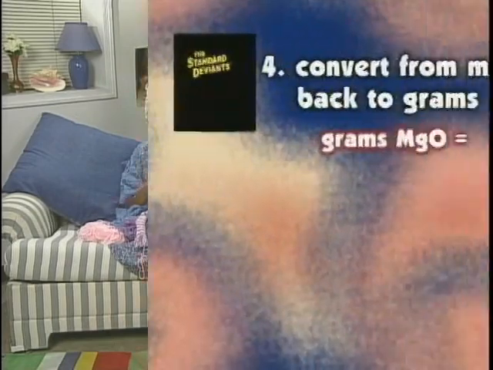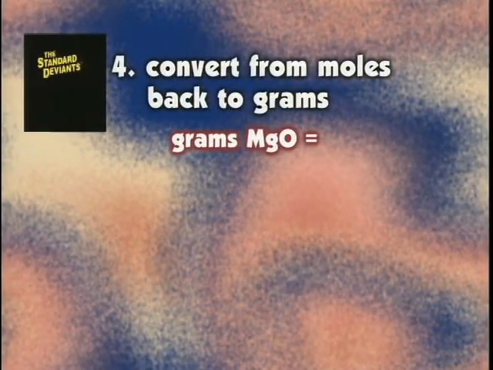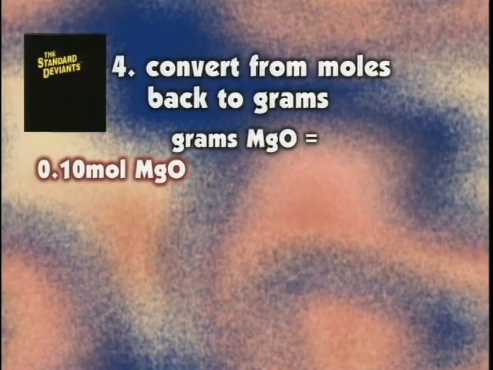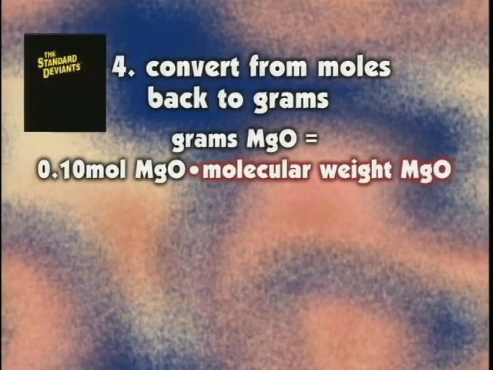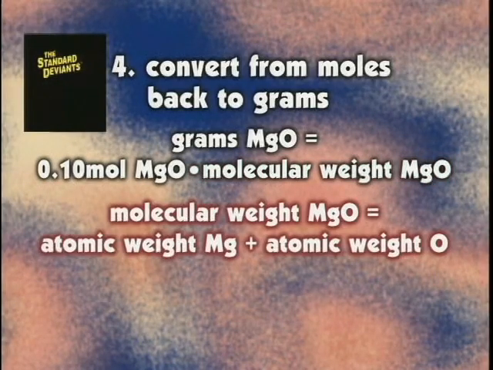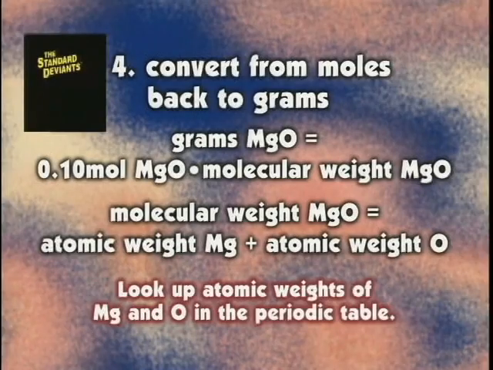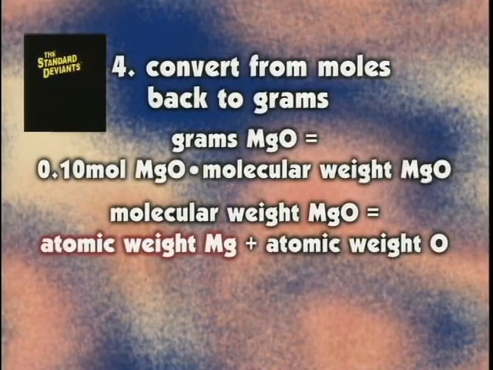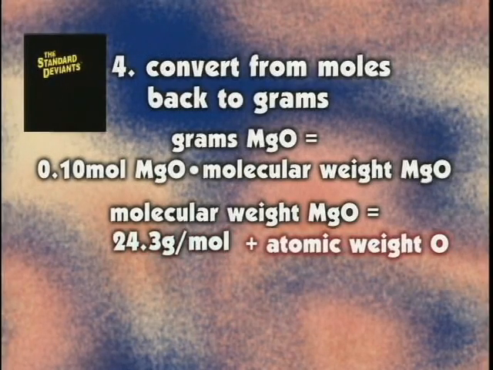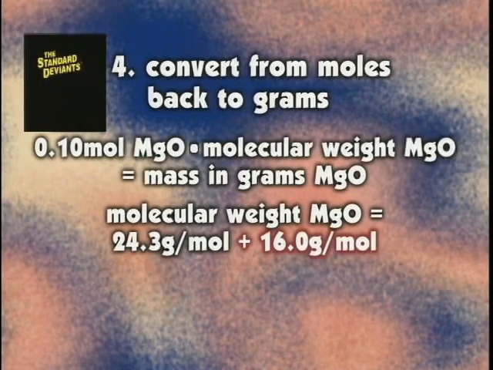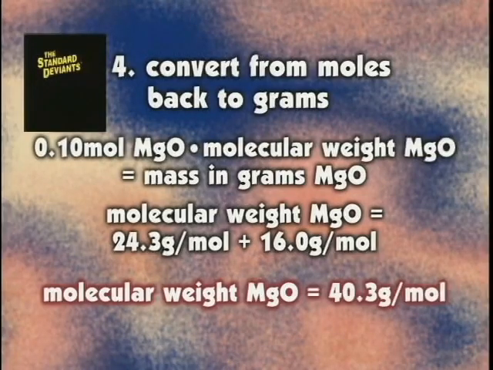Look! Now, to find out how many grams of magnesium oxide we have, multiply the number of moles of magnesium oxide, 0.1, times the molecular weight of magnesium oxide. The molecular weight of magnesium oxide is the sum of the atomic weights of magnesium and oxygen. So just look up the atomic weights of magnesium and oxygen in the periodic table. Add them up and you'll have the molecular weight of magnesium oxide. So here goes. The atomic weight of magnesium, 24.3, plus the atomic weight of oxygen, 16.0, equals 40.3. So 40.3 is the molecular mass of magnesium oxide.